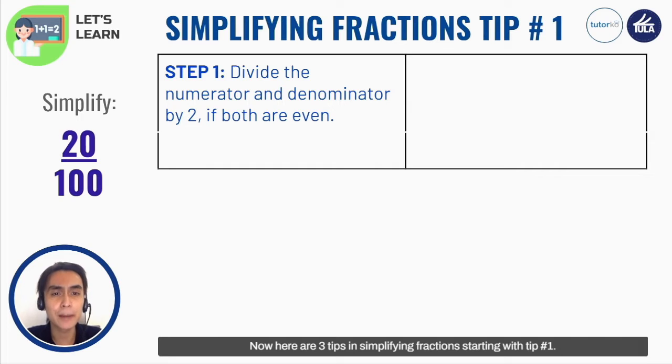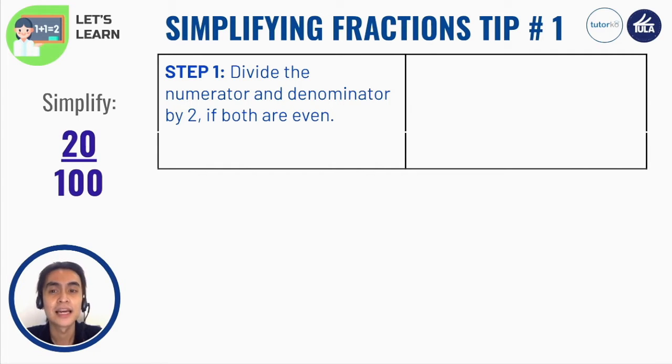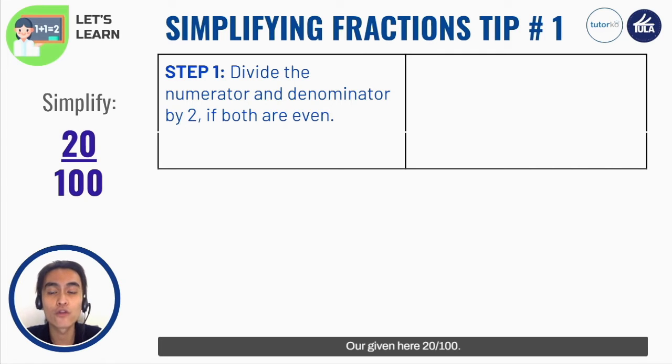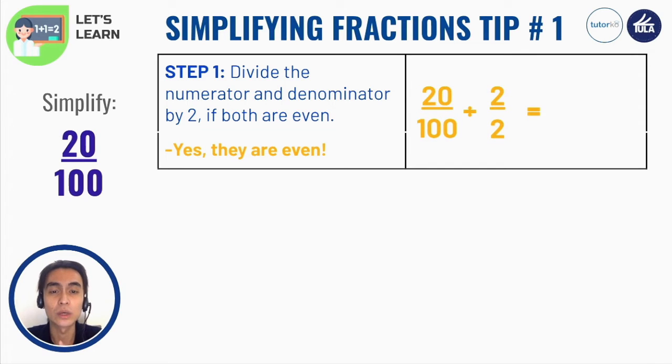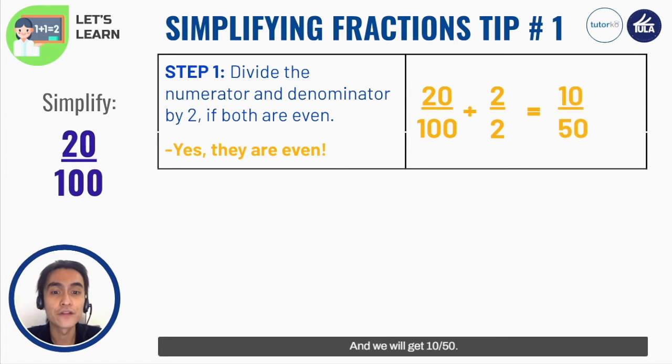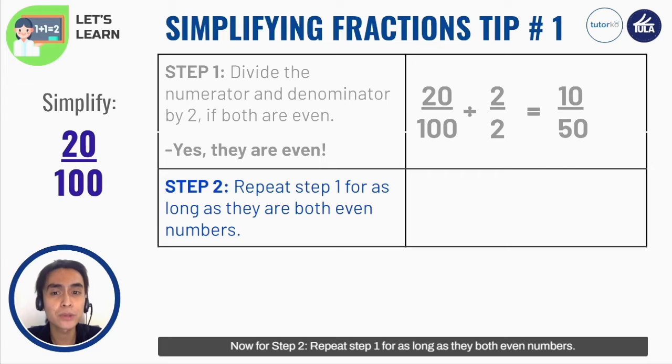Now, here are 3 tips in simplifying fractions, starting with tip number 1. Our given here is 20/100. Step 1. Divide the numerator and denominator by 2 if both are even. And yes, 20 and 100, they are both even. So let's divide them both by 2. And we will get 10/50.